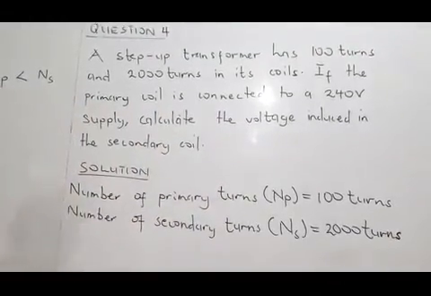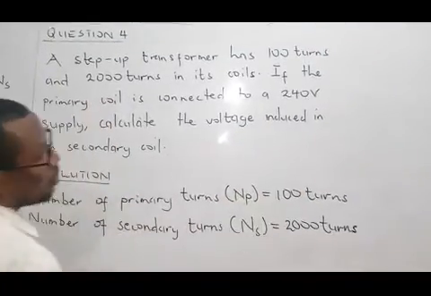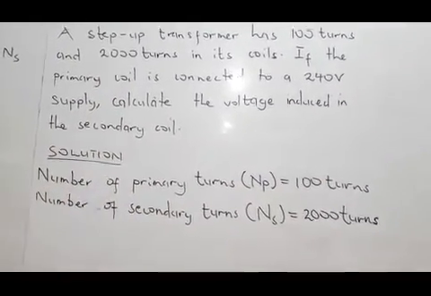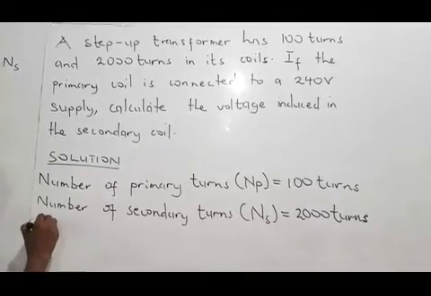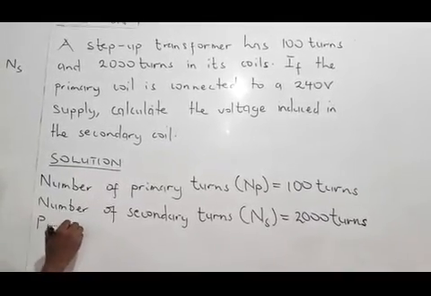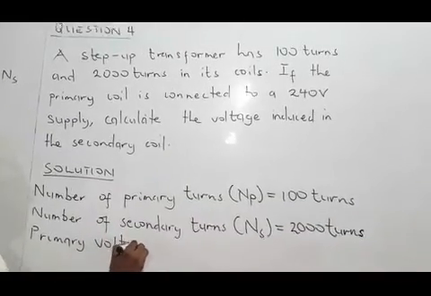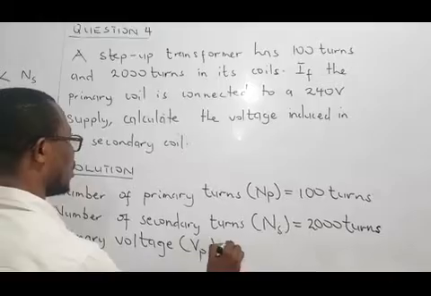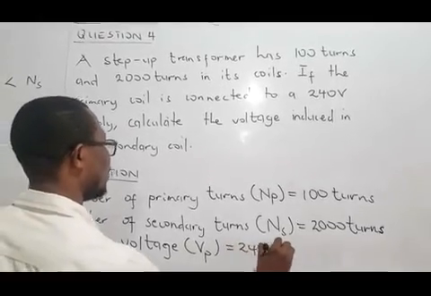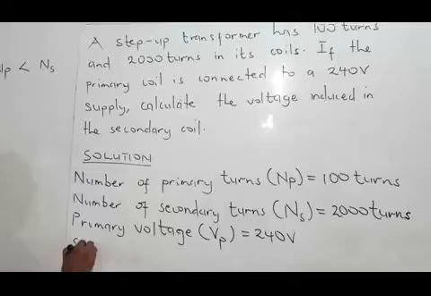Now the question says the primary coil is connected to a 250 volt supply. So the input voltage at the primary coil is 250 volts. So that's the primary voltage. And they have to calculate the voltage in the secondary. So that's the secondary voltage.